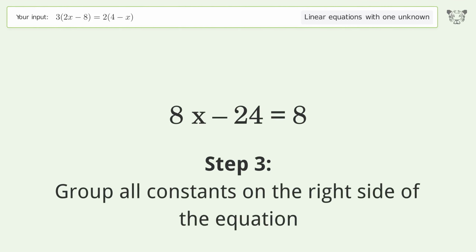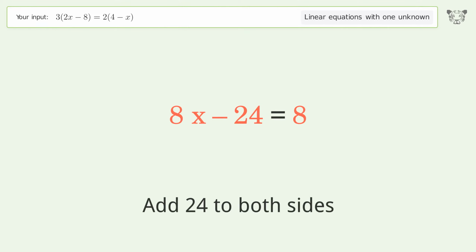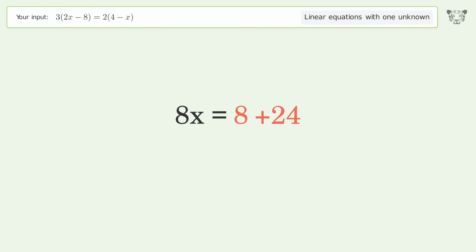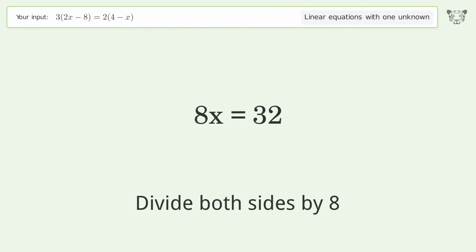Group all constants on the right side of the equation. Add 24 to both sides. Simplify the arithmetic. Isolate the x. Divide both sides by 8.